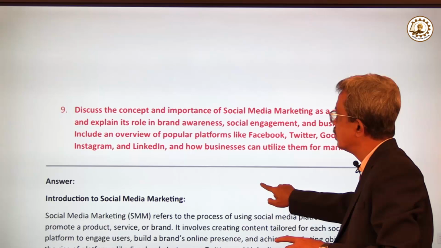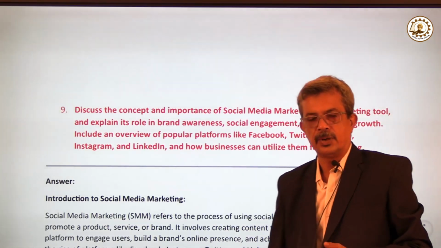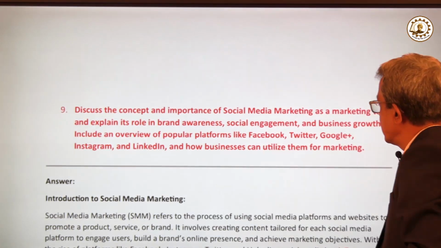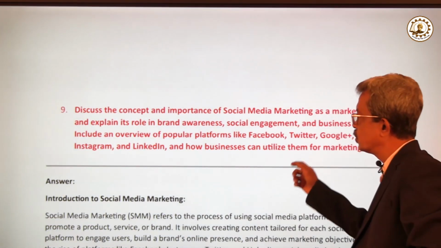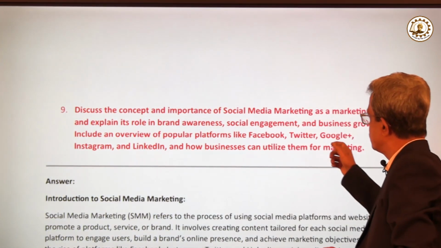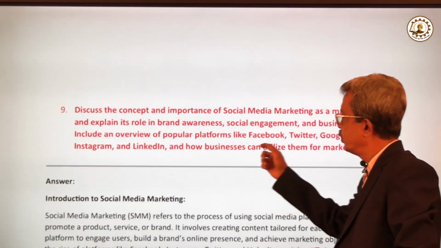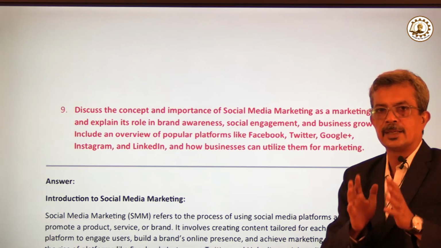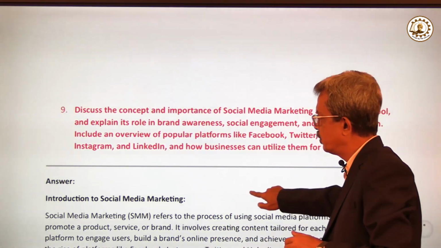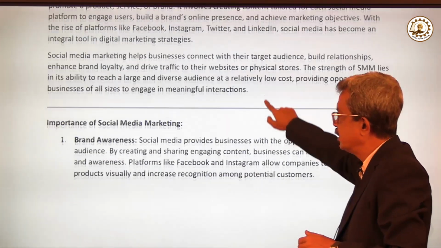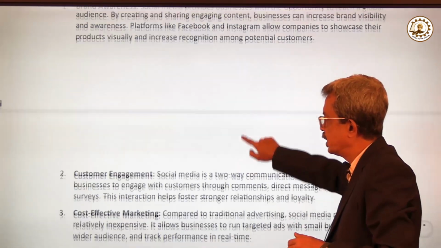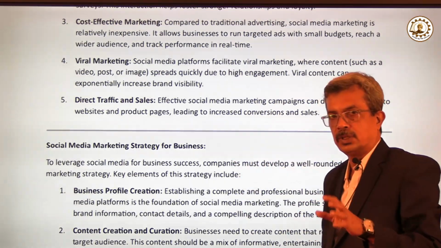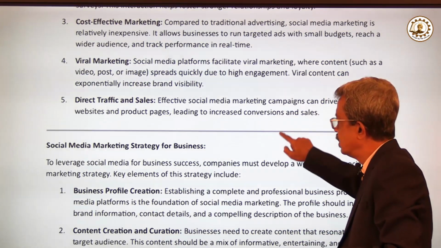And okay, this is the last part of the integrated marketing communication that talks about social media. Again, it talks about social media as a marketing tool, role of brand awareness, social engagement, business growth, overview of popular platforms, Facebook, Twitter, Google, Instagram, LinkedIn, right? Again, different sub-segments in it, right? So start with social media, right? Create the importance. Once you have created the importance, right? You create what are the different marketing strategies of social media, right?